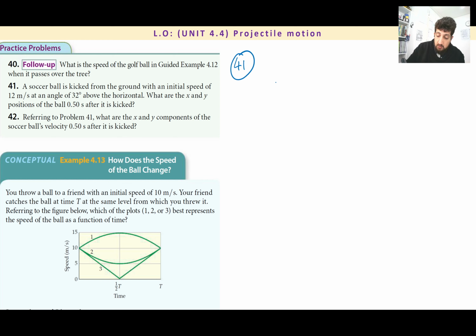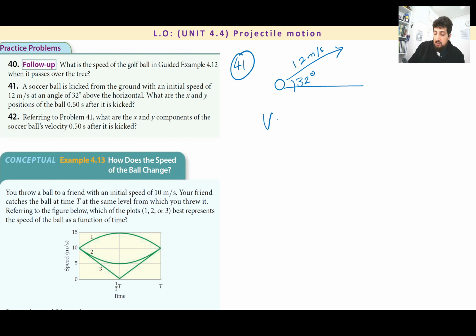41. So a ball is being kicked from the ground, and the initial angle is, does it give us the initial angle? 32 degrees, and the speed is 12 meters per second. What are the x and y components of the ball 0.5 seconds after it's being kicked? Come on, guys. Super easy stuff. We're given the velocity.